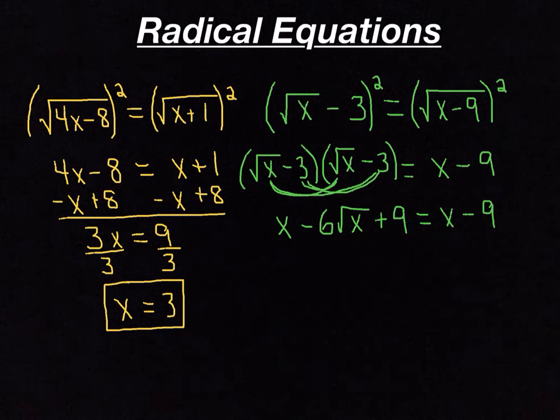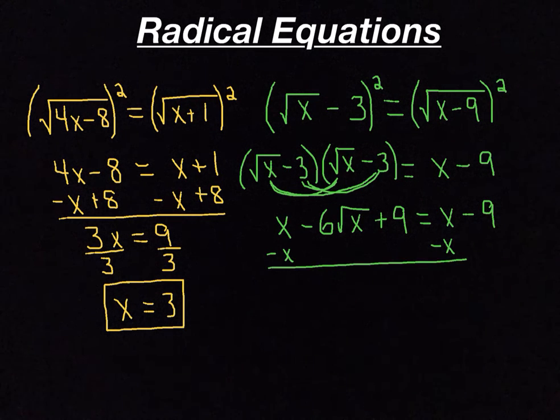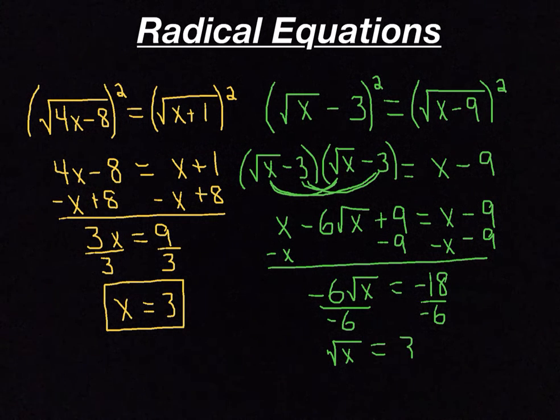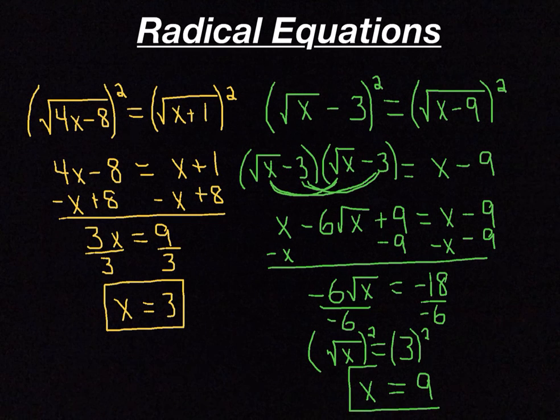Now, let's get our x's together. So let's move this x to the left side. And that cancels. And let's take this 9 to this side. So we have negative 6 square root of x is equal to negative 18. Now, this is being multiplied, so we can divide by negative 6, to get the x by itself. So we get the square root of x is equal to 3. Now, we would square both sides again, and when you do that, you get x is equal to 9.